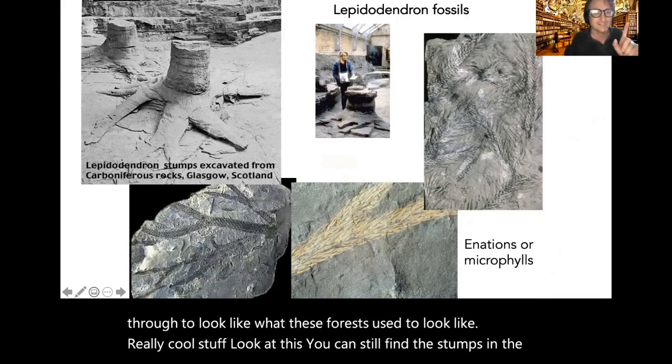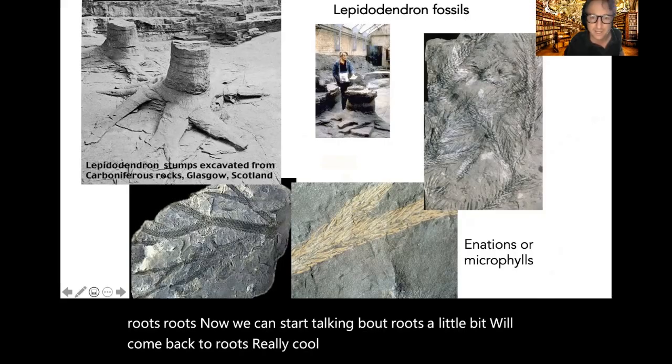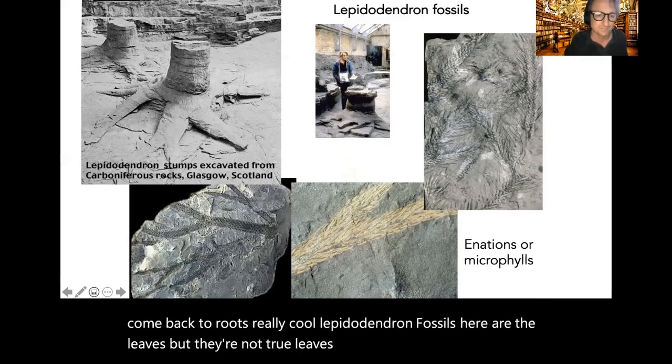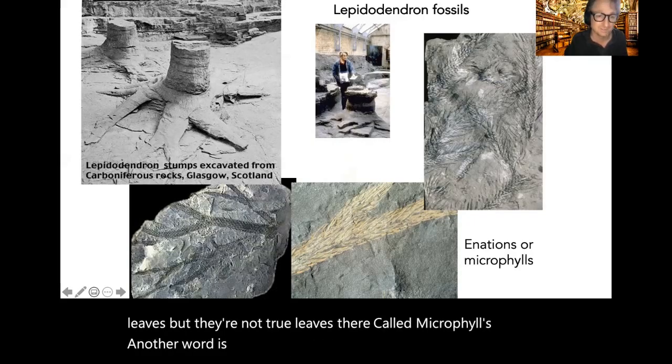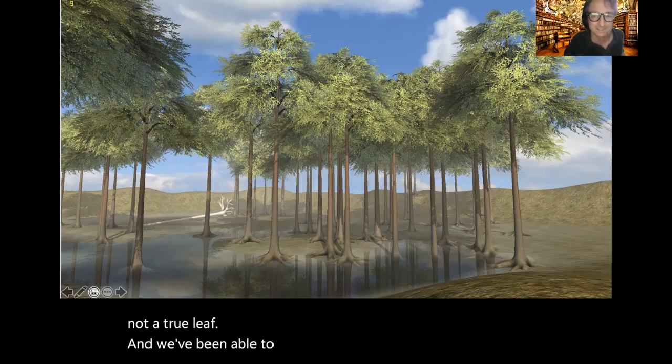Oh, roots. Now we can start talking about roots a little bit. We'll come back to roots. Really cool Lepidodendron fossils. Here are the leaves, but they're not true leaves. They're called microphylls. Another word is enation, but they're microphylls. They're not a true leaf. And we've been able to reconstruct these things, okay?